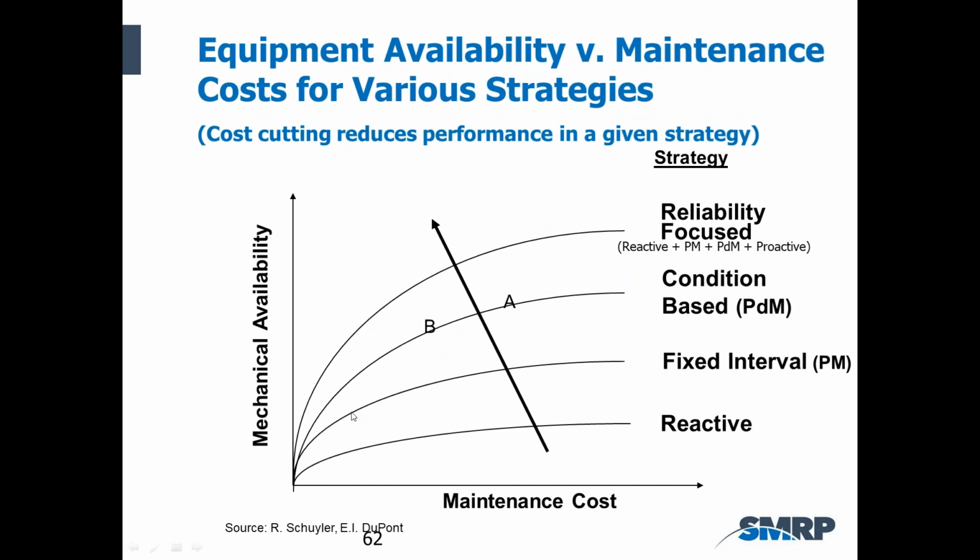And here's some data from Roy Schuyler at DuPont. Mechanical availability is a function of maintenance cost. You have the highest availability for a given cost using this reliability focus. That is, it's the combination of reactive, time-based, condition-based, and last, that proactive element, the root cause defect elimination element. That's your best bet.